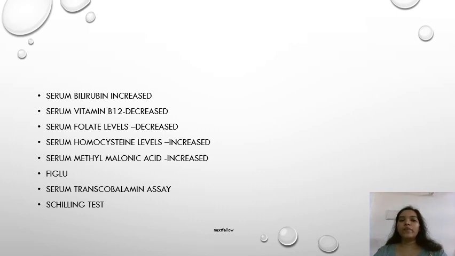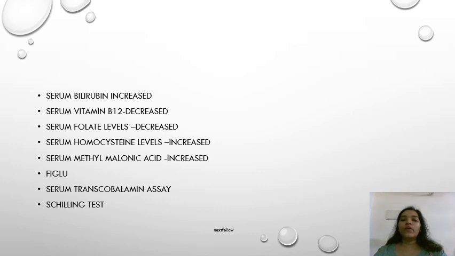Next one is serum vitamin B12 levels. Definitely, if it is a vitamin B12 deficiency, the levels of serum vitamin B12 will be markedly decreased, along with serum folate levels if it is a folic acid deficiency. Serum homocysteine levels are increased. In either vitamin B12 deficiency or folic acid deficiency, the serum homocysteine levels will be increased because there is no vitamin B12 or folic acid for the transfer of the methyl group. So the homocysteine will not be converted into methionine and will remain increased.